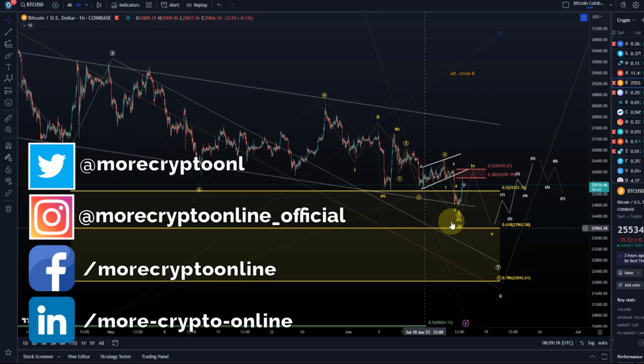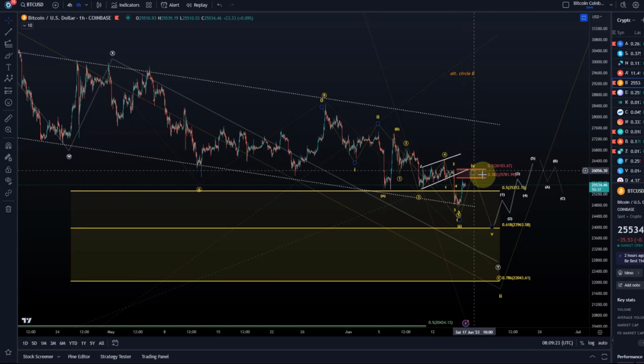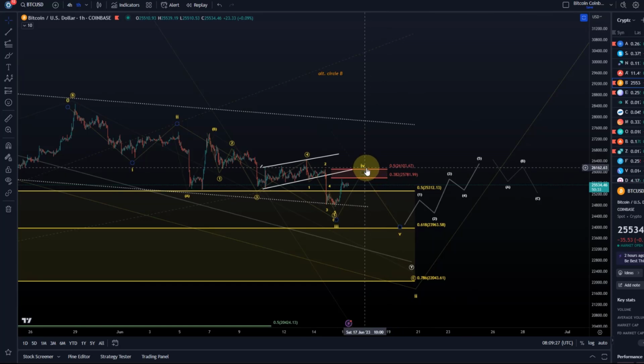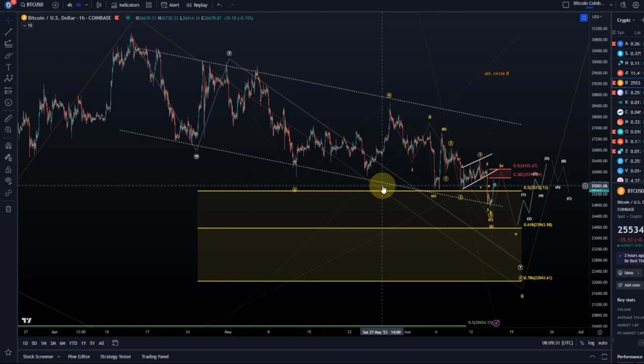Bitcoin started sort of neutral into the day. Yesterday we had a little bit of upside. That was not unexpected. It reached our target or resistance area for this wave 4. And we want to talk about the short-term bearish and short-term bullish wave counts for Bitcoin in this video.